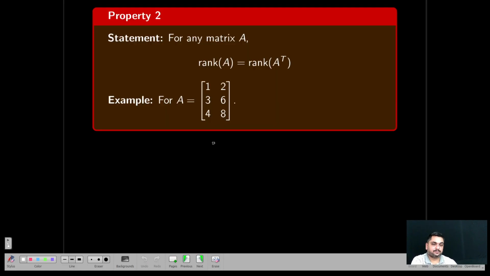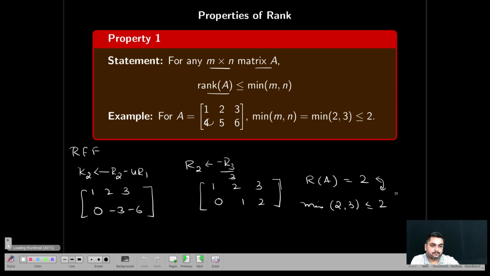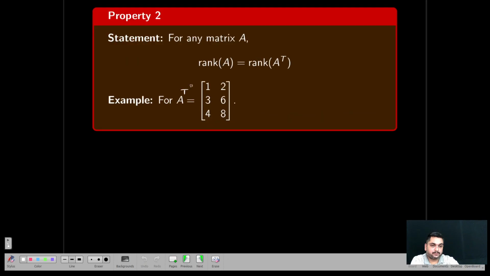Next, for any matrix A, rank of A is equal to rank of A transpose. Now we'll take a different matrix. Let us say this one, and find the rank of this matrix A. First take the row echelon form, REF. Now try to make this entry 0.